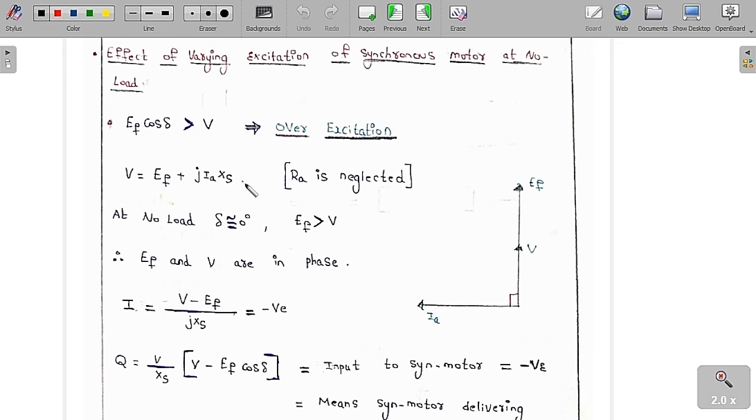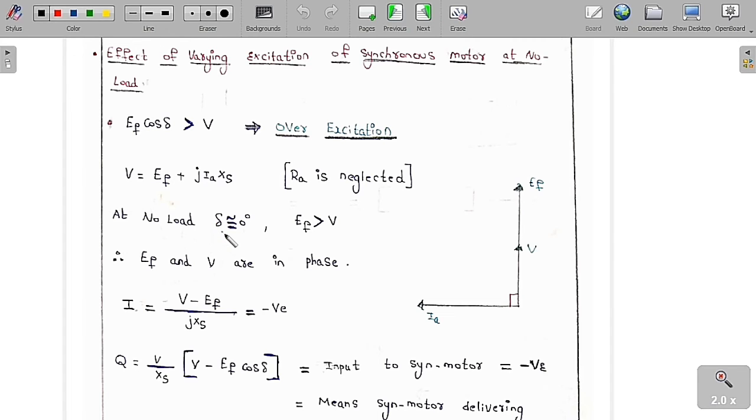Then I already told you in a synchronous motor, the expression is V equal to EF plus j into Ia into XS. Always V is going to lead the EF. This concept I have already told you in the synchronous motor itself. I am going to assume that in ZS we neglect the RA, so ZS is nearly equal to XS. RA is neglected. Now, at no load, what is going to happen? Basically, at no load condition, delta is nearly equal to zero.